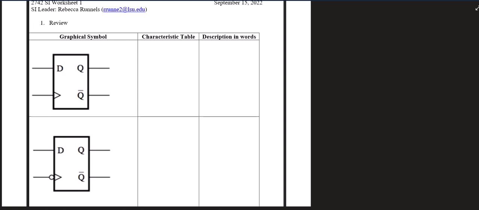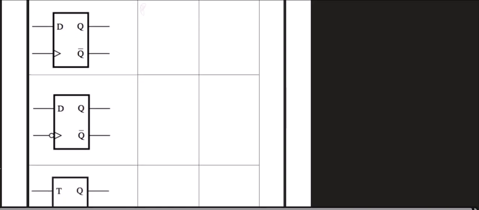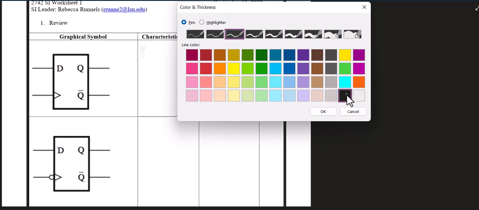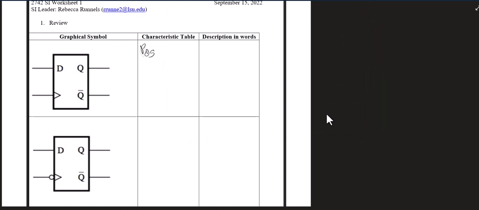So this first flip-flop here, what is that? Is that a positive edge D flip-flop? It's a positive edge D flip-flop, so positive edge. Okay, so positive edge triggered D flip-flop.